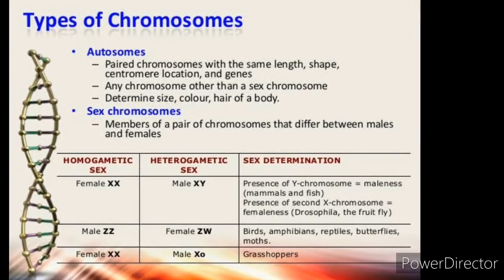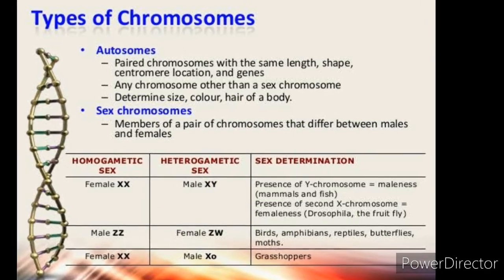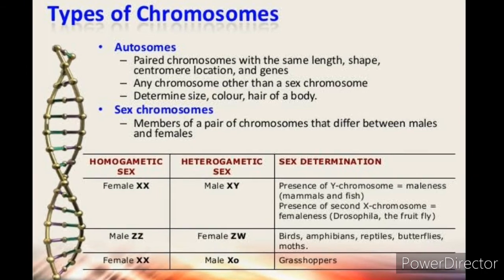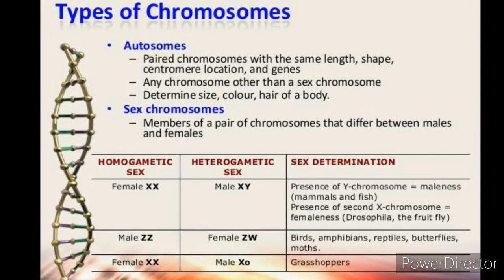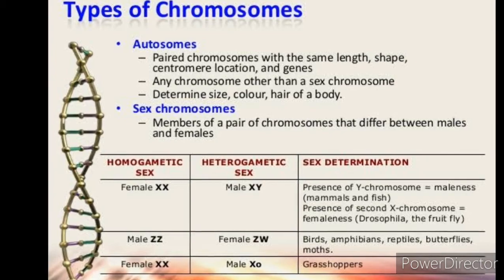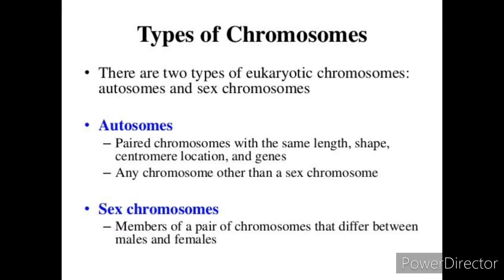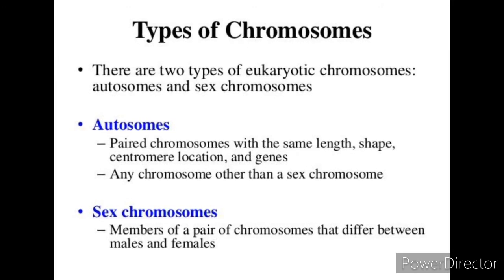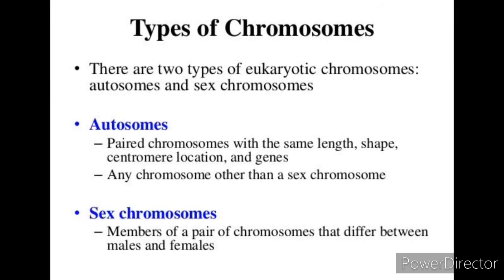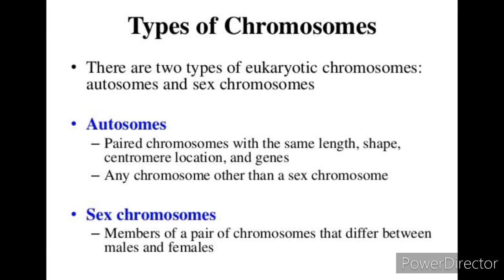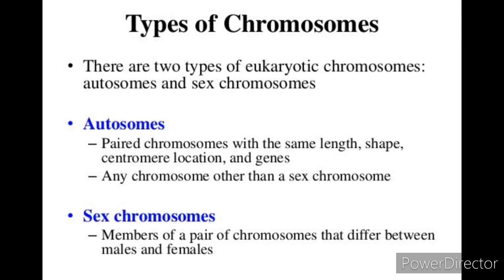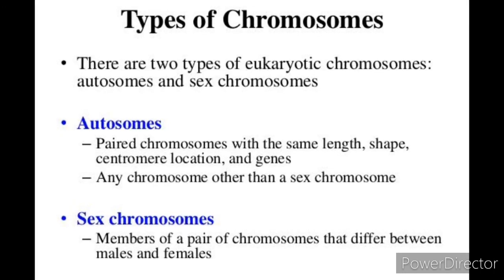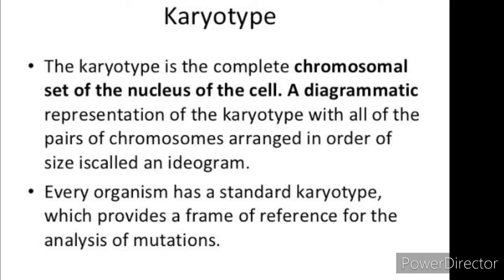Next, types of chromosomes based on function. Eukaryotic chromosomes are classified into autosomes and allosomes. Autosomes means body chromosomes, they determine the body characters. Allosomes are called sex chromosomes, they determine the sex of the individual. If it is XY, it's male. If it is XX, it is female. Next, karyotype.